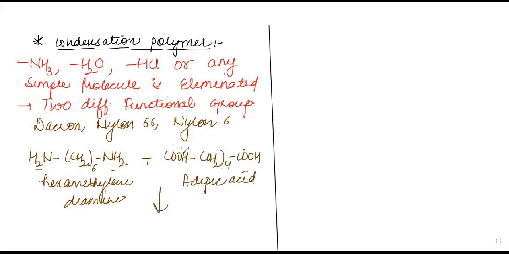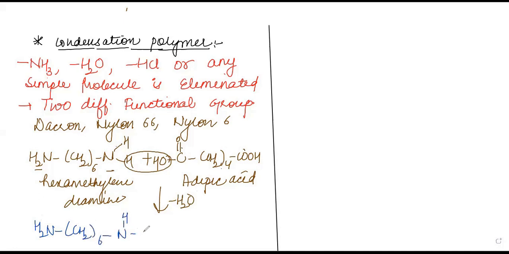Whenever we are combining these two together, I will write them a little open so that you get an idea of how to proceed with the reaction. Here water is removed, and after the removal of water, what we get is NH2 (CH2)6 NHCO (CH2)4 COOH. So this is our new polymer, and here the removal of water takes place.